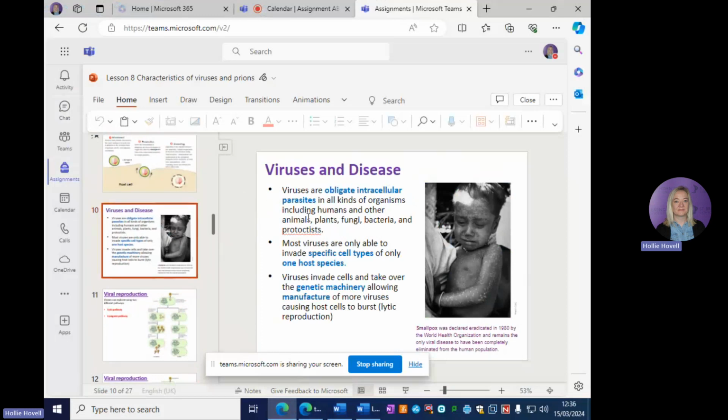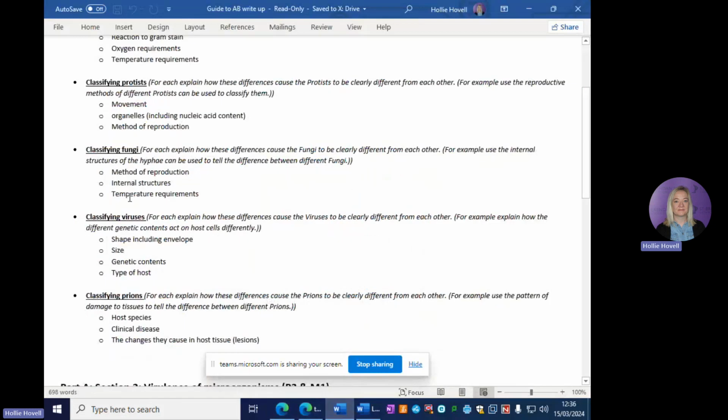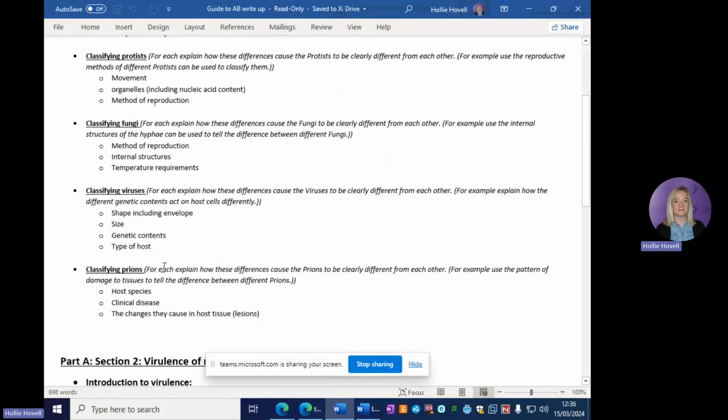Now, when it comes to the host that they infect, viruses can infect all types of organisms, so animals, plants, fungi, bacteria, and protists. So when you talk about classifying viruses, you can say that they're classified based on what it is that they infect. Try and find some examples of which viruses infect different things and how the difference is there.